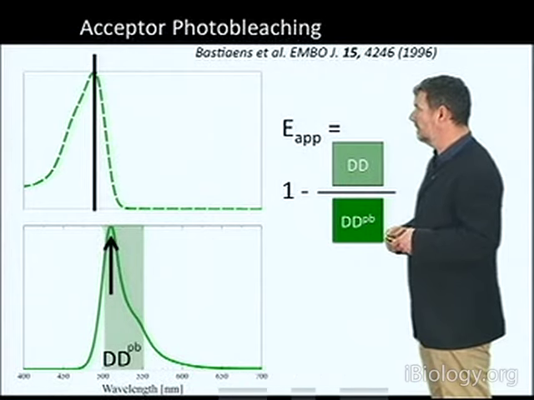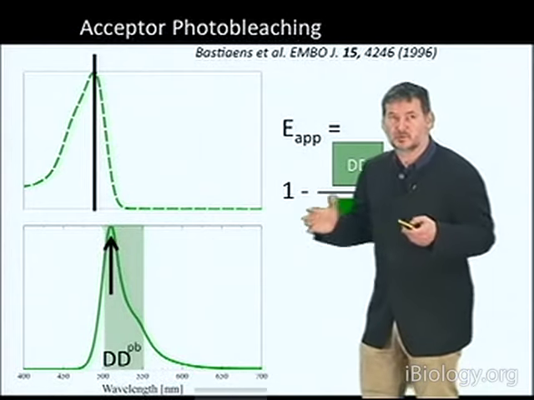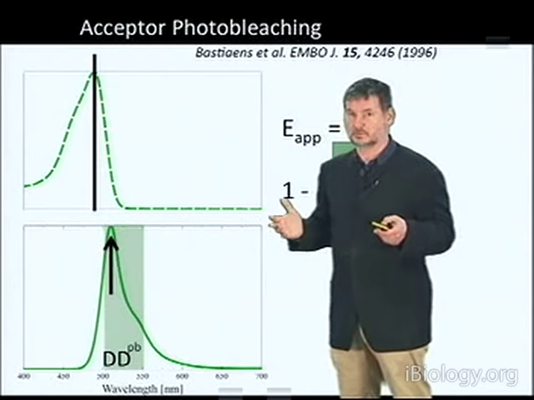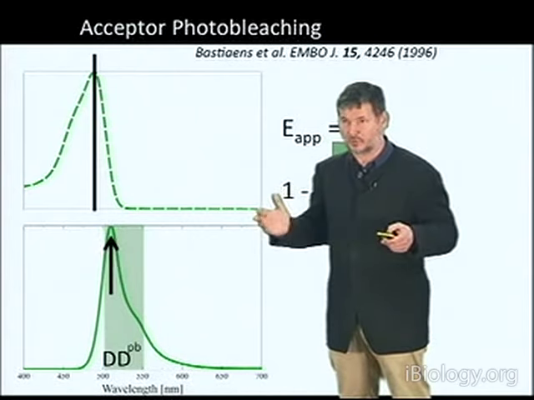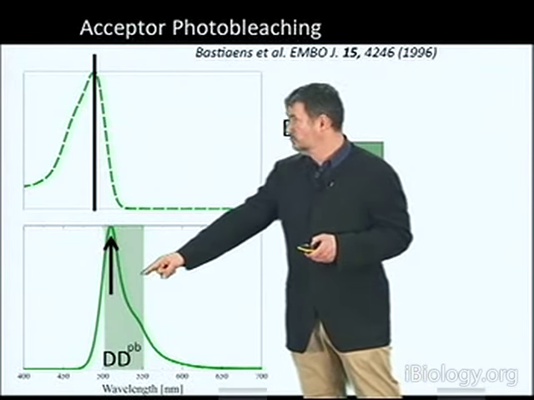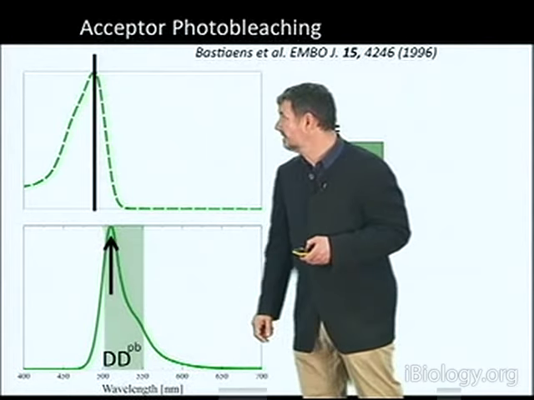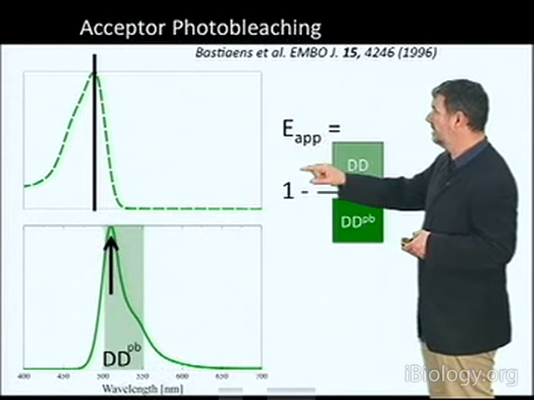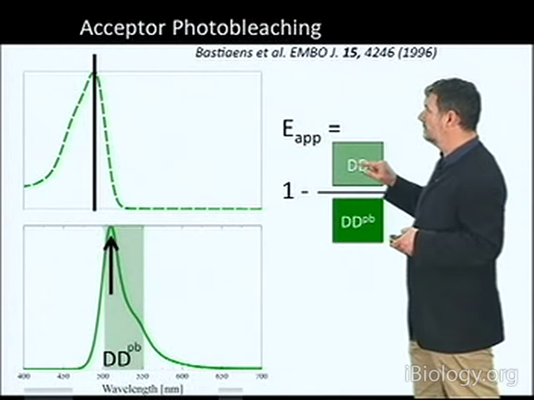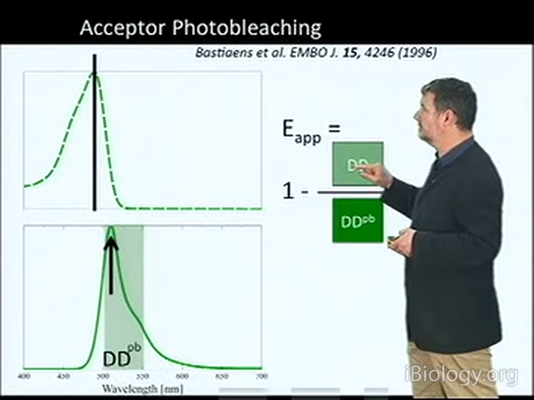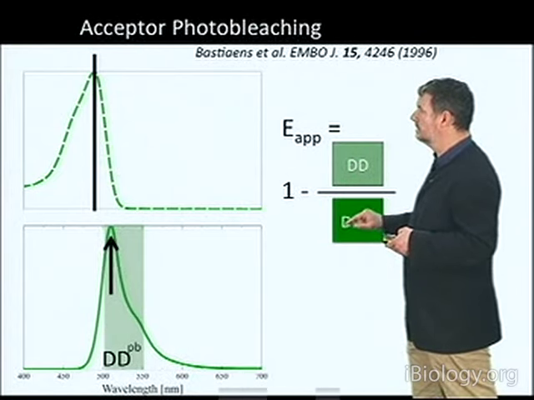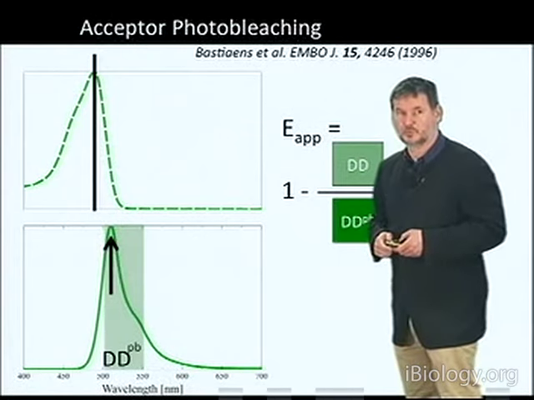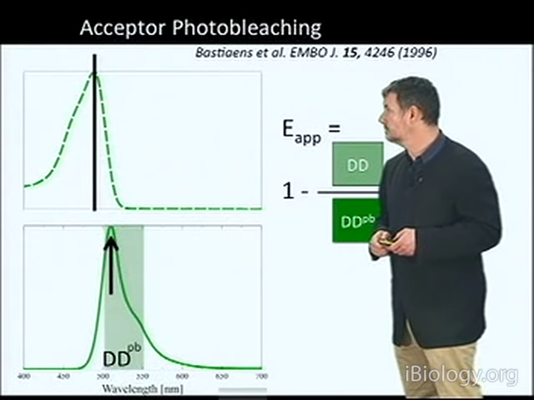And then the donor will unquench, the intensity will go up, and you have the situation in the absence of the acceptor. Of course, in a live cell situation where things move very fast, it is not possible. You'll change the interactions, you'll change where molecules are, and then this is not anymore a good measure. That's why you want to do this in fixed cells. Now, the apparent efficiency is basically 1 minus the donor in the situation where you have the acceptor that's quenched, divided by the donor in the situation where you have photobleached the acceptor.